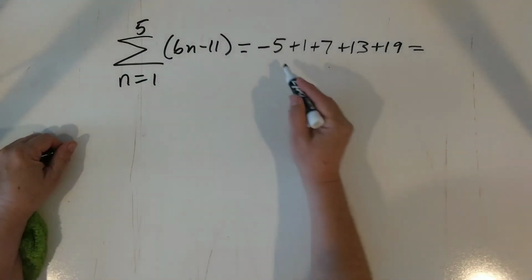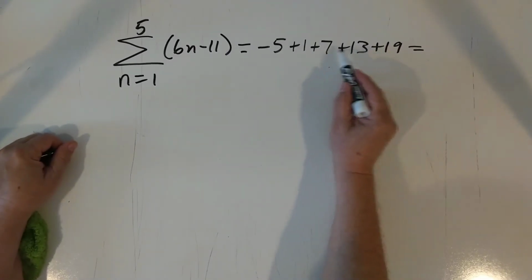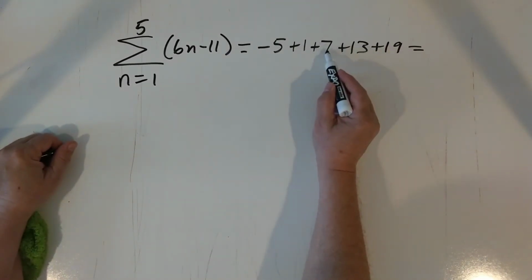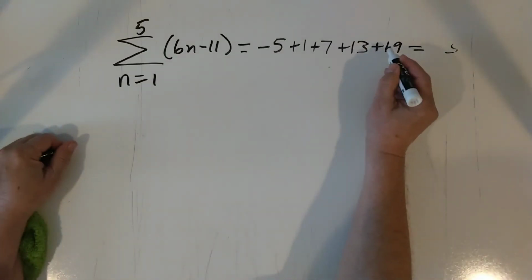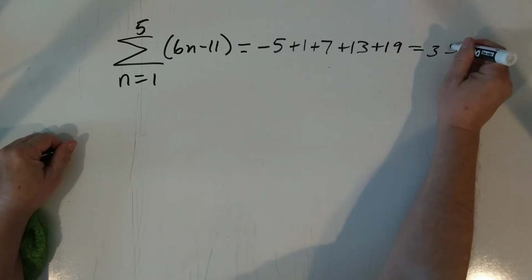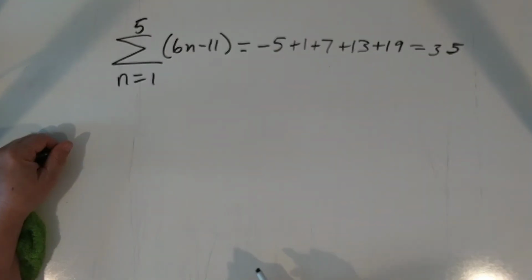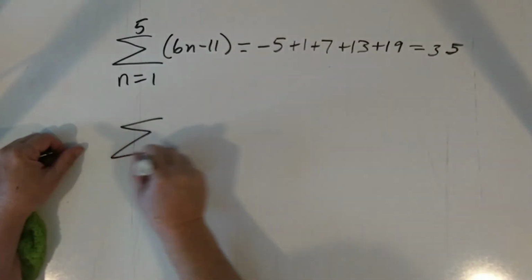Add these up. 9, 12, 19, 20 minus 5 is 15. Carry 1, 2, 3. 35. Check my math. Here's another one.